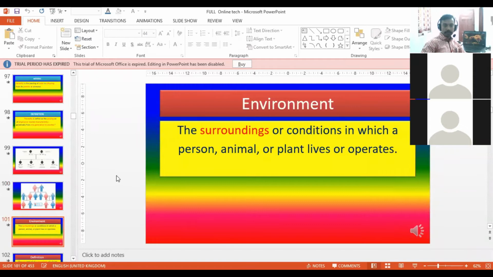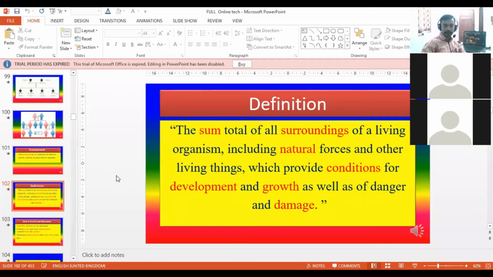Then the environment surrounding us: mainly physical, biological and socio-cultural environment surrounds us. Definition: environment is the sum total of surrounding natural forces and conditions for development and growth, as well as danger and damage.